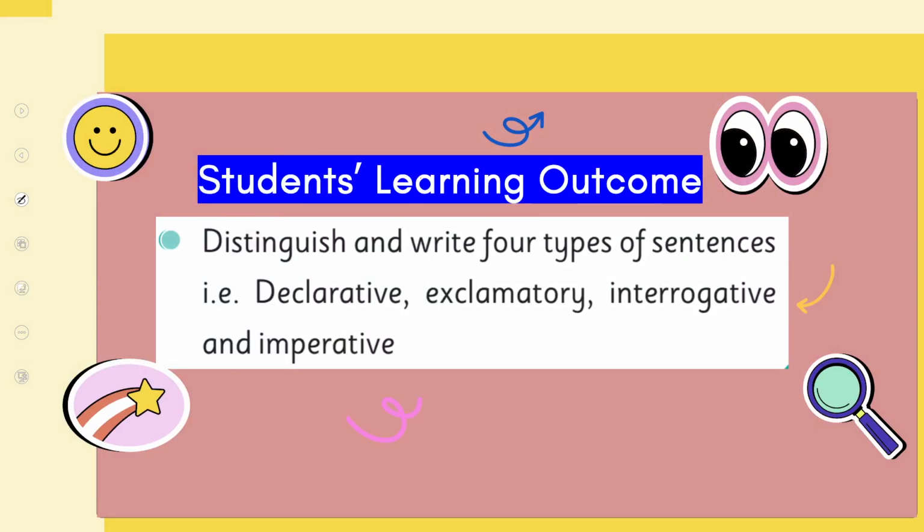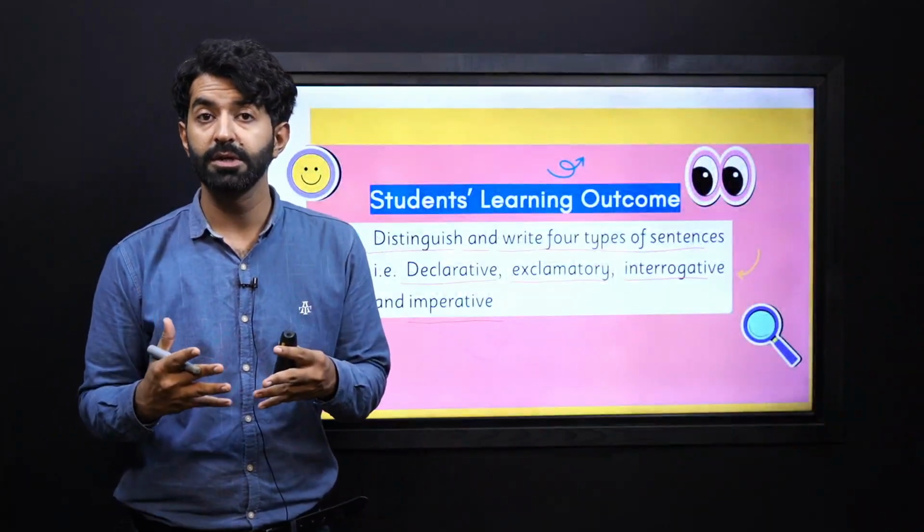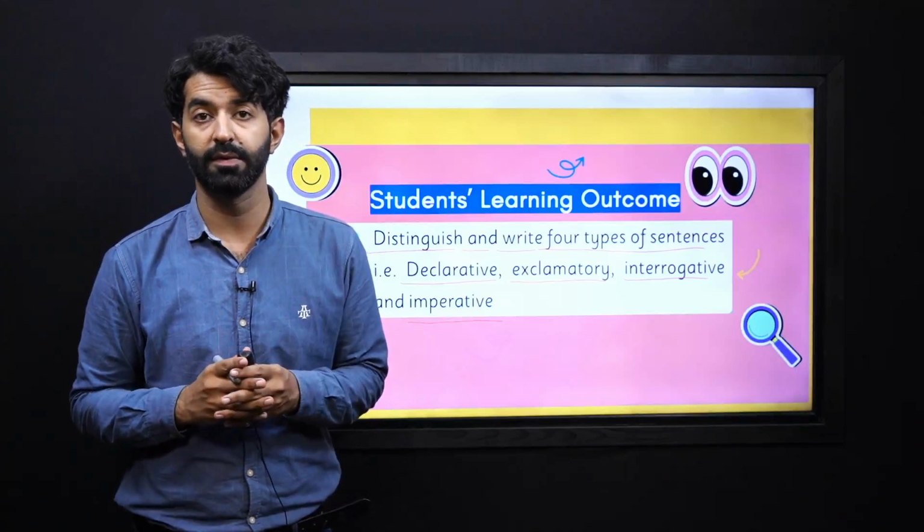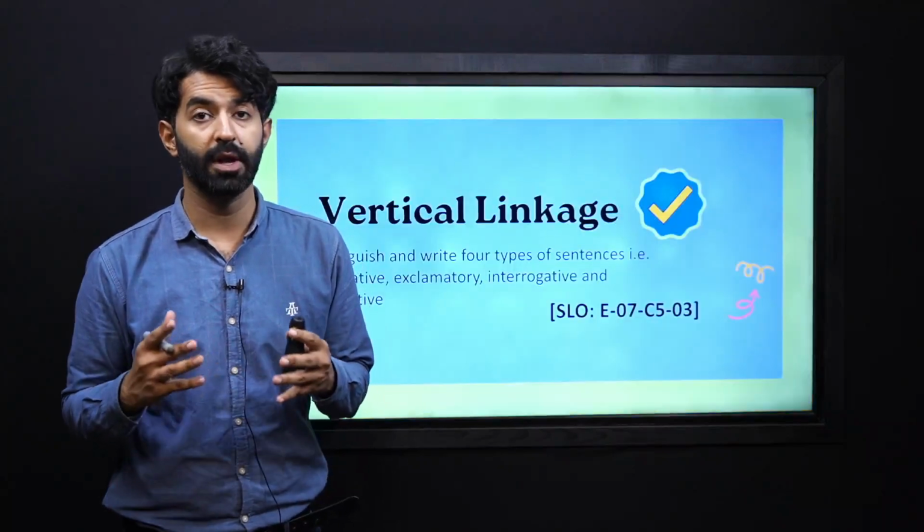So our students learning outcome for today is distinguish and write 4 types of sentences, and they are declarative, exclamatory, interrogative and imperative. Now, we know that sentences have different purposes, they are of different types. We are going to see these 4 types in today's video lesson. Let's go through them one by one.